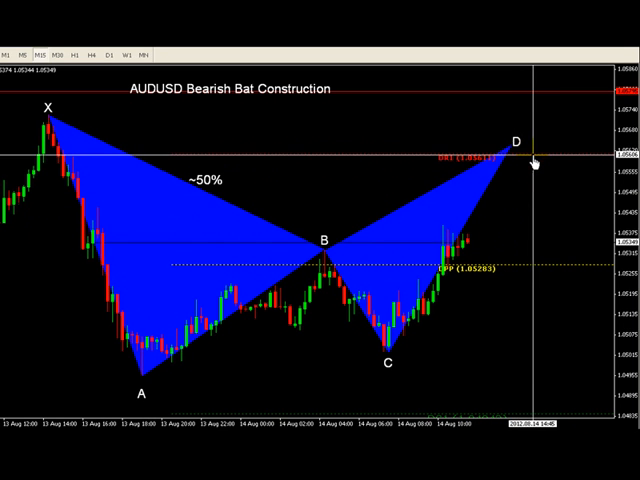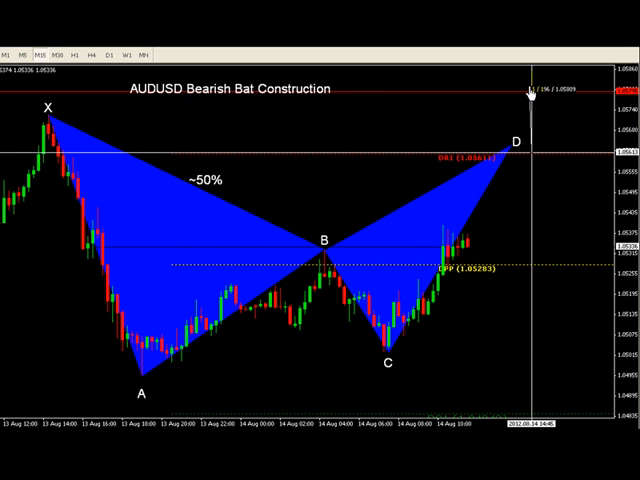You've got a stop loss here of, if you use that top red line, of around about 20 pips. So at the minimum you want to be aiming for at least 20 pips, probably down to the C point here, which is around 60 pips.